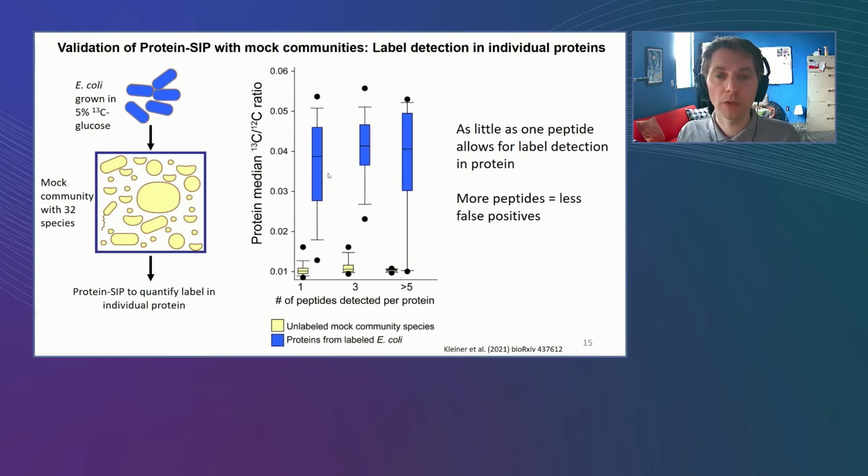A lot of proteins we can only detect with a single peptide, but for other proteins that are more abundant, we often get multiple peptides. And so, of course, one thing that we're seeing is, if we have fewer peptides for the detection of a protein, there is a little bit of a false positive rate, where some of the unlabeled mock community species proteins actually show some kind of a label, so there's a little bit of a wobble. But the more peptides we have for the identification of a protein, the better this gets and the much lower the false positive detection of label incorporation is. However, even with as little as one peptide, we get mostly a really nice identification and quantification of label incorporation.